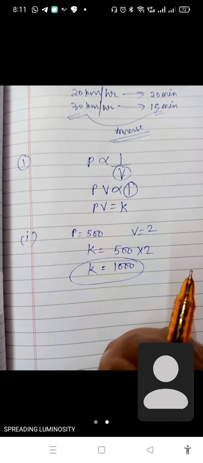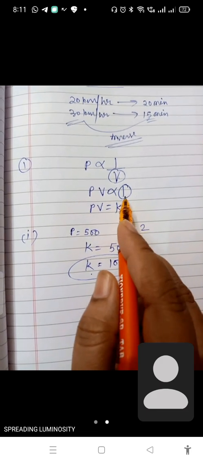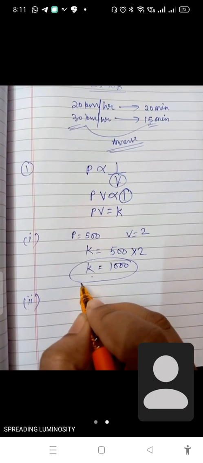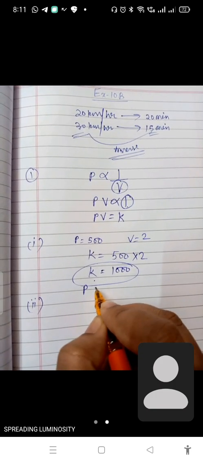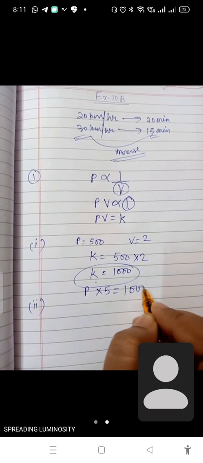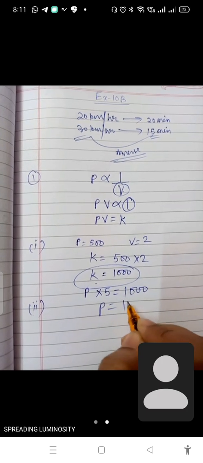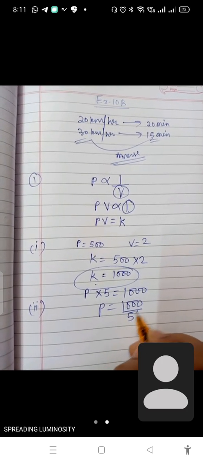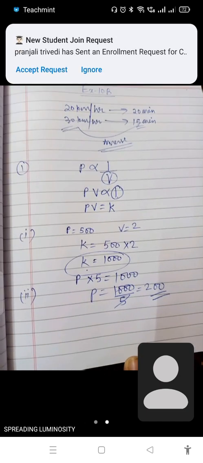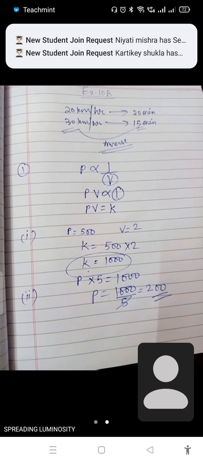The value of P when V is equals to 5. The K will be constant because I explained it is the constant value. So in second part, we have to put P because we are going to get P. V is 5 and the K is 1000. So P is equals to 1000 by 5. This is 200. This is the value of P.